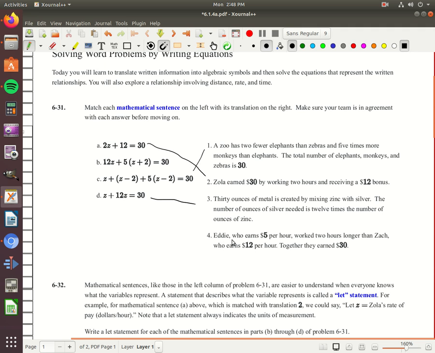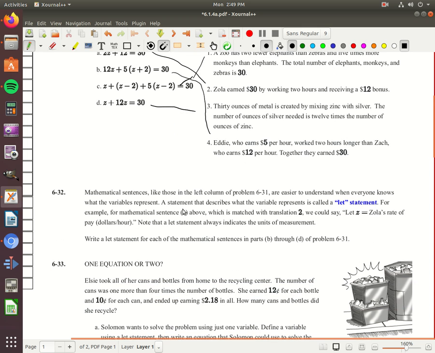And then Eddie earns $5 an hour, and he worked 2 hours longer than Zach, who earns $12 an hour. So here's Zach, here's Eddie. So we will say that 4 and B probably go together.